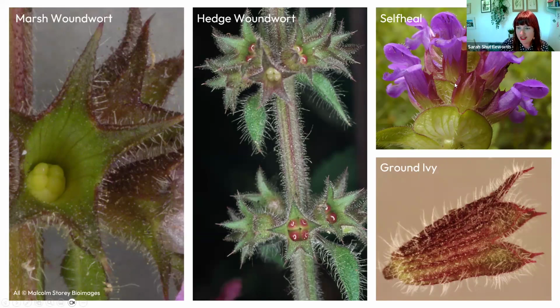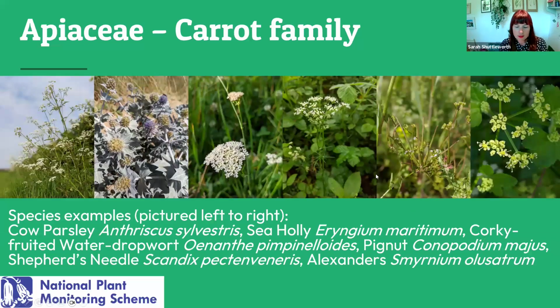Then with the self-heal, you can see the calyx here. You've got that quite clearly distinct upper and lower lip of the calyx, and that's quite a distinctive shape, the self-heal overall. Whereas something like the ground ivy is a little bit less obvious, but you have got an upper and a lower lip.